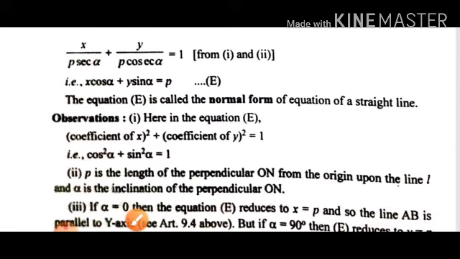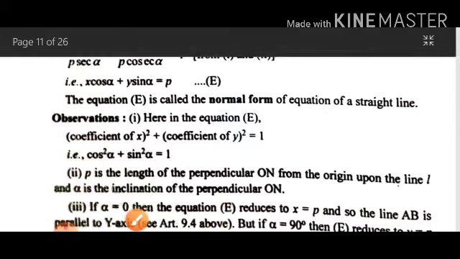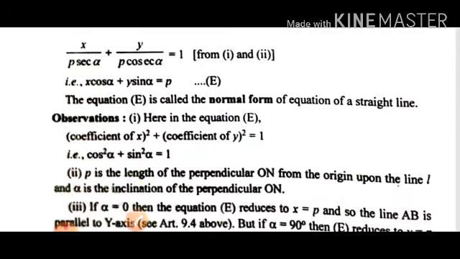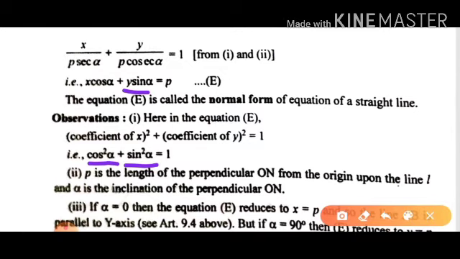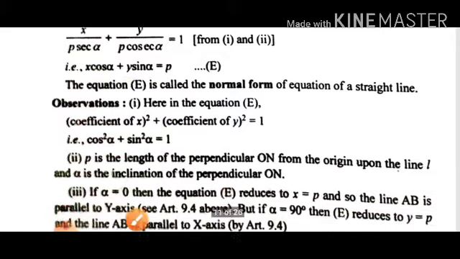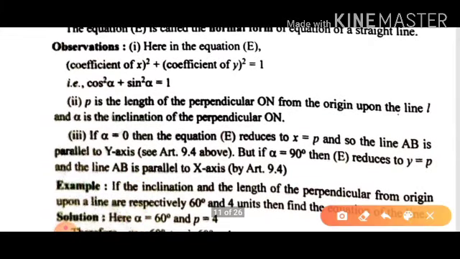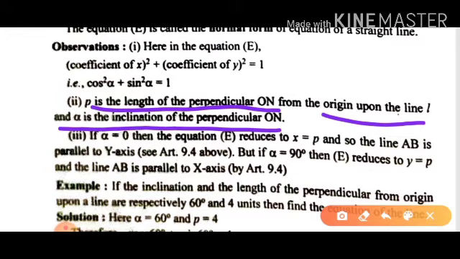If the value of x is cos alpha, it will become cos square alpha, and if the value of y is sin alpha, then it will become sin square alpha. So cos square alpha plus sin square alpha equal to 1. This is the identity we have in general maths. Now p is the length of the perpendicular from the origin upon the line, and alpha is the inclination of the perpendicular ON.